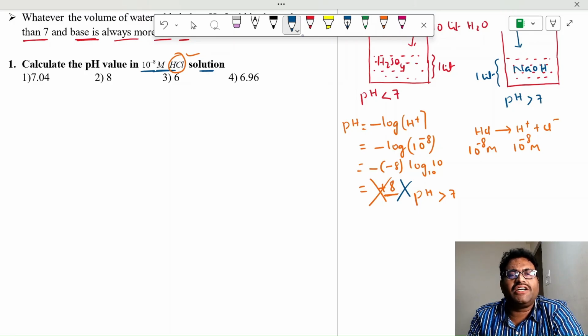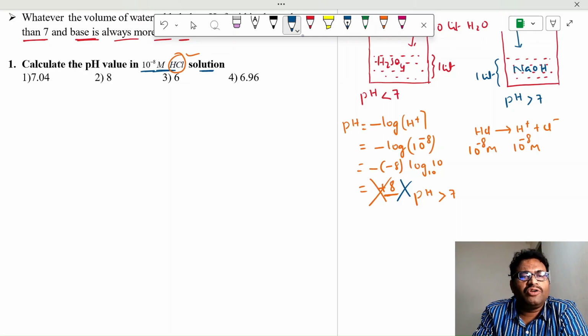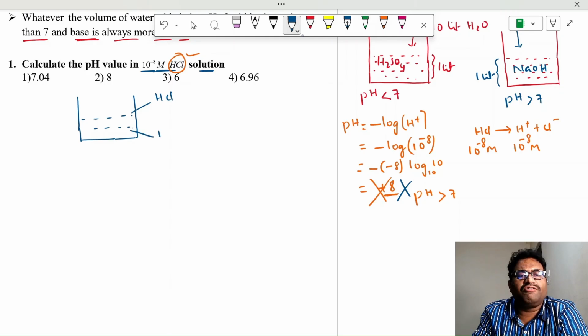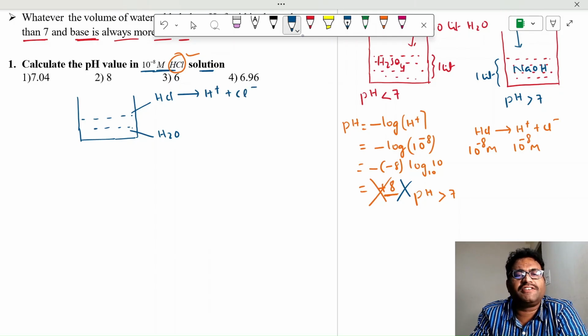Then how can you show that pH is less than 7? It is an HCl solution, which means it contains water also. So what is present in this solution? You have HCl, and along with HCl you have water. HCl dissociates into H plus and Cl minus. This is given as 10 power minus 8 M, so H plus will be 10 power minus 8 M.